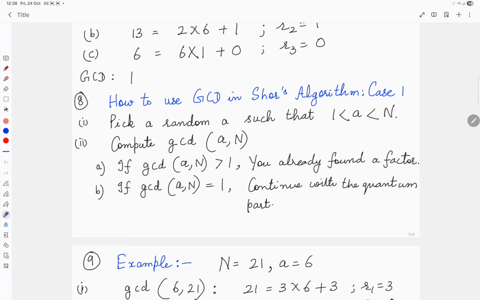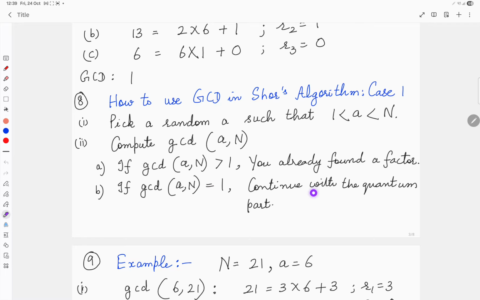That means we have to continue with the quantum part to find the period of the function. So first we will have to choose A and then find out the GCD of A comma N, and if it comes out to be greater than 1, that means we have already found out the factor, which is A basically. But if the GCD is equal to 1, then we will have to continue with Shor's algorithm.